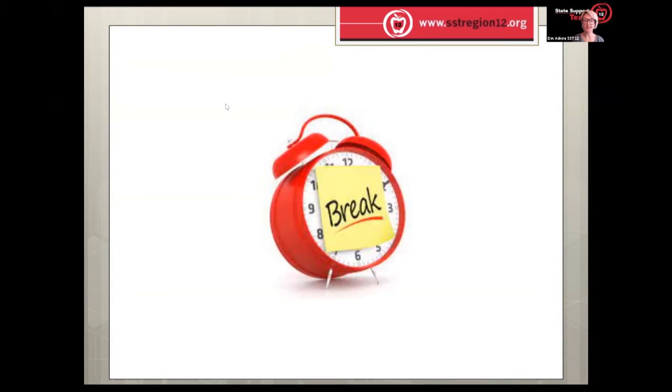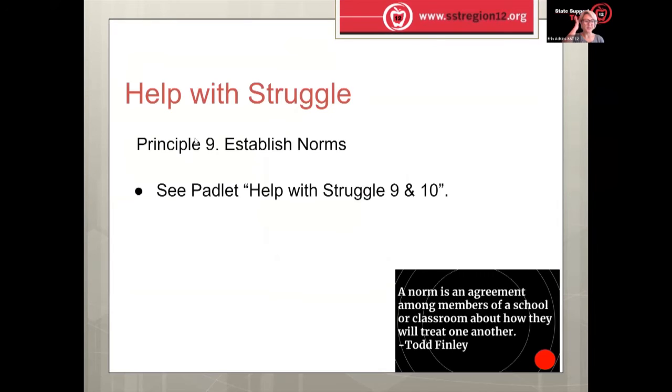Welcome back. We're going to keep moving here with principle number 9. So now we move into helping with struggle. So here is where our students are struggling, and we want to help them with that. So we want to make norms of interaction explicit between the students in our groups. Just like we set up our classrooms at the beginning of the year with the expectations and the norms, we want to do that for the discourse and discussion in our classrooms.